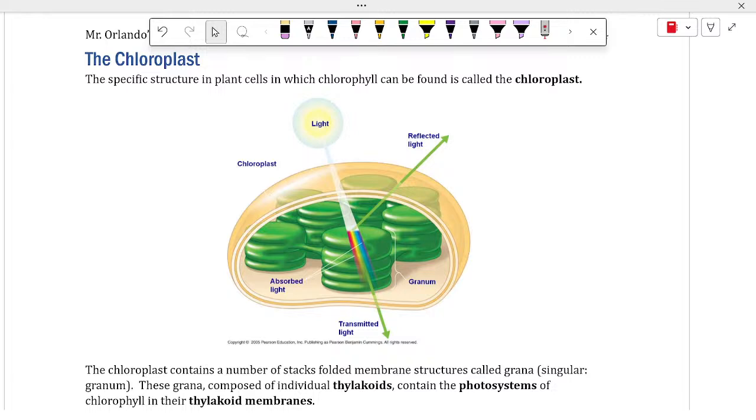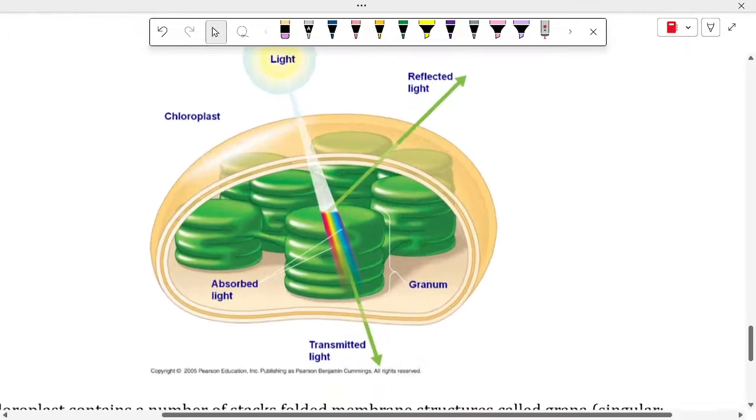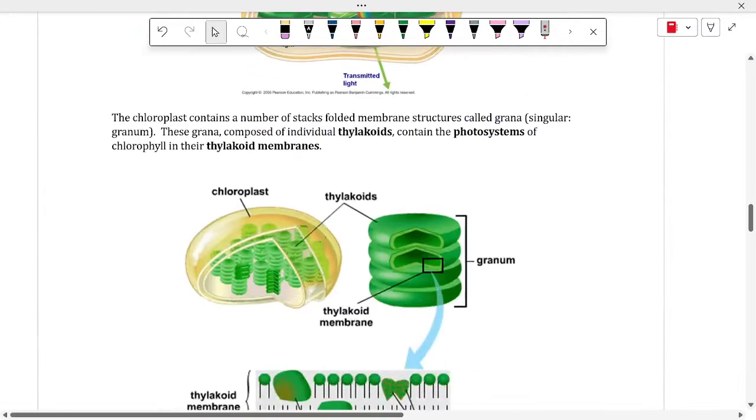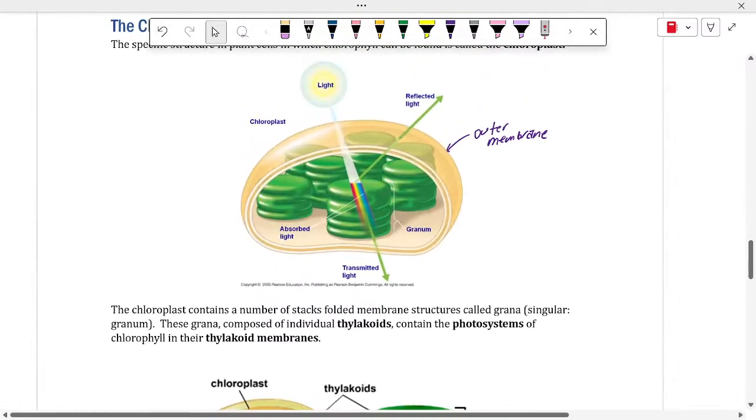And the chloroplast, in some ways, should look pretty similar to the last organelle we looked at, which is what? The mitochondrion. It's a very different thing, but there is a similarity in that it has an outer membrane. And it has an inner membrane, which in this case is referred to by a different name. We'll talk about that in a minute. And we'll talk about why it's green in a minute.